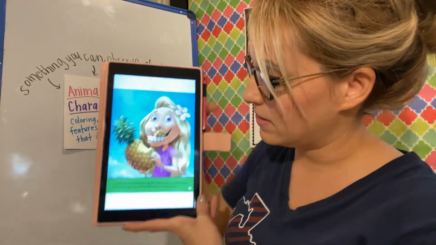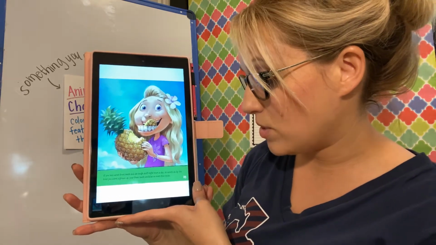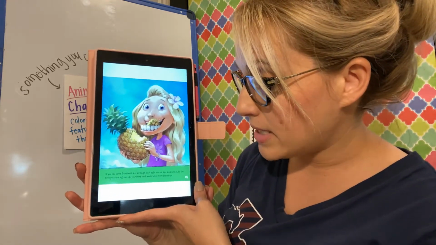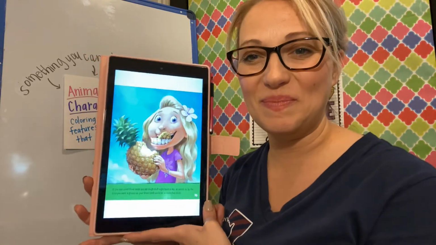Whoops. If you had camel front teeth and ate tough stuff 8 hours a day, as camels do, by the time you were a grown-up, your front teeth would be no more than stubs.